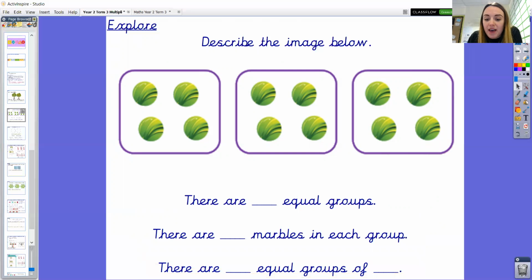So this means there are equal groups of. Let's say it together. There are 3 equal groups of 4. Brilliant. So I wonder what the whole is. I'm challenging you here. What's the whole? Well done. The whole is 12. Fantastic.